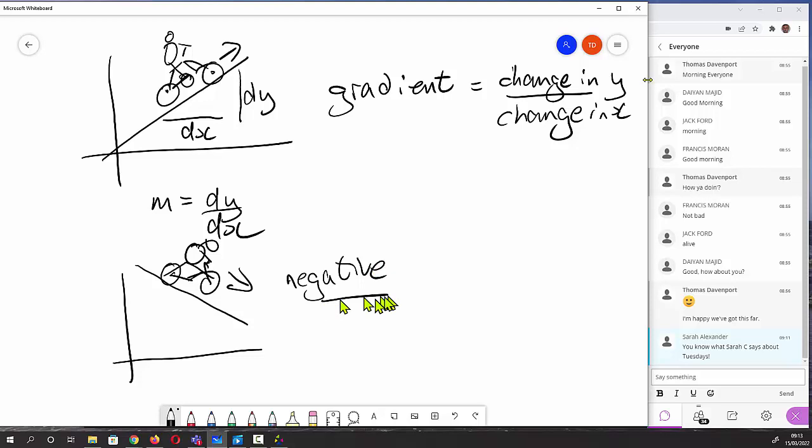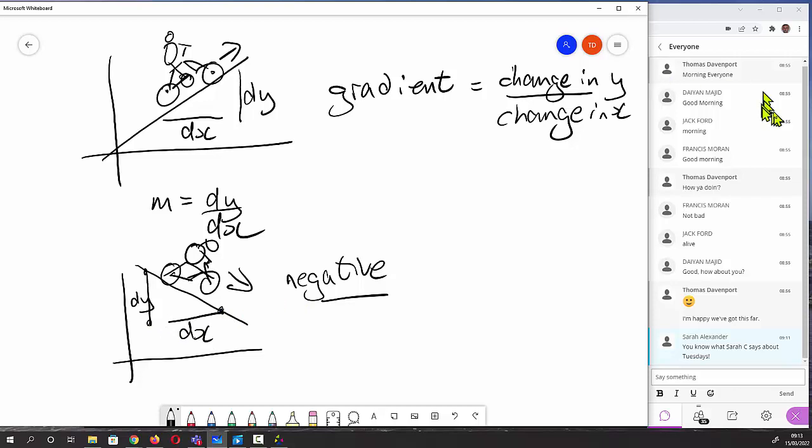Okay, so again, to find the gradient, we find the change in y, which is dy, we find the change in x, which is dx, and we've got dy by dx. The change in y from here to here is going to be a negative quantity, and the change in x is going to be a positive quantity, so that's going to give us a negative gradient.